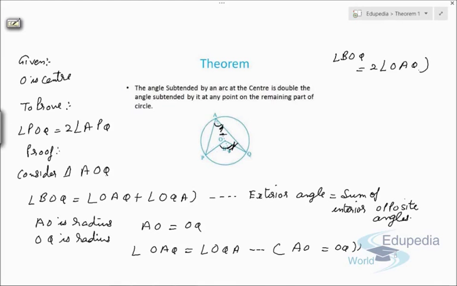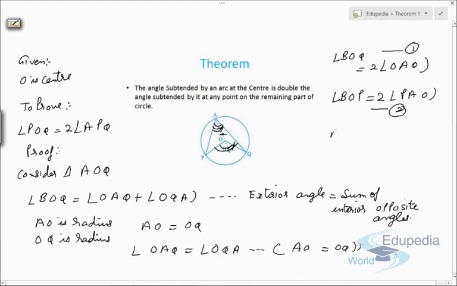Similarly, we can prove it for BOP. We can write angle BOP will also be 2 times angle PAO, means this angle will be 2 times this angle. Similarly, in this way only we can prove. So let's say this is first and this is second.